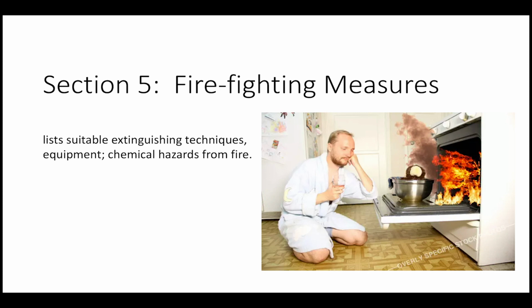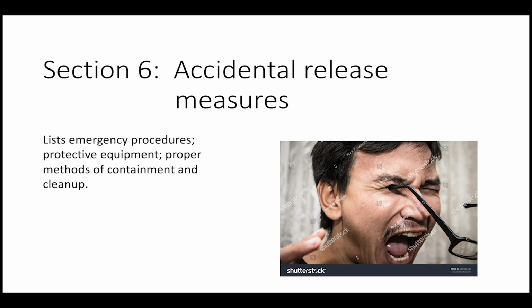This lists suitable extinguishing techniques, equipment, and chemical hazards from fire. Right? Not everything can be extinguished with water. So sometimes if you're working with an acid that might be on fire, there are certainly other techniques that you might want to implement. Okay, Section 6, accidental release measures. So this lists emergency procedures, protective equipment, and proper methods of containment and cleanup.